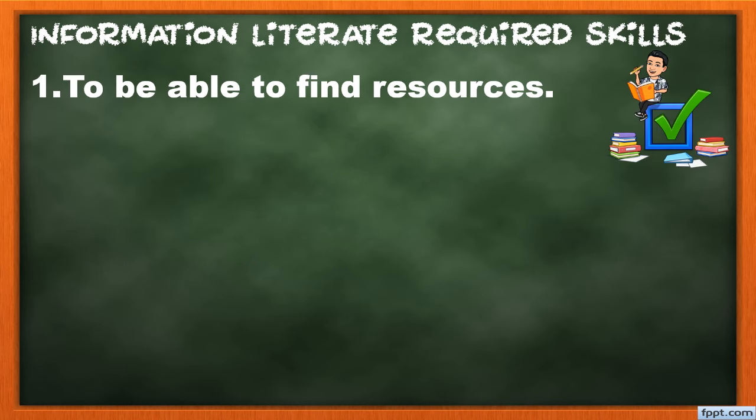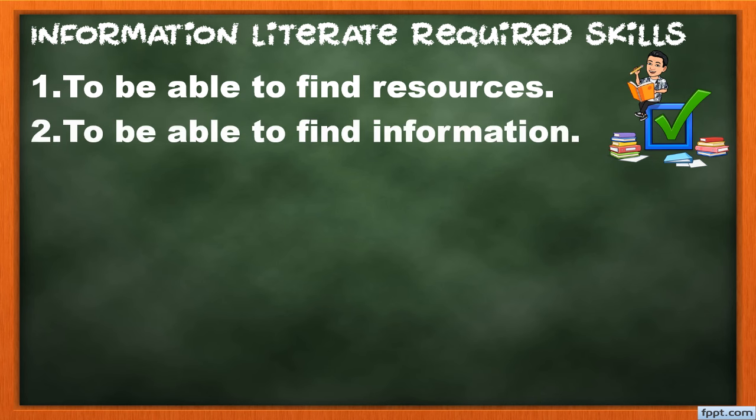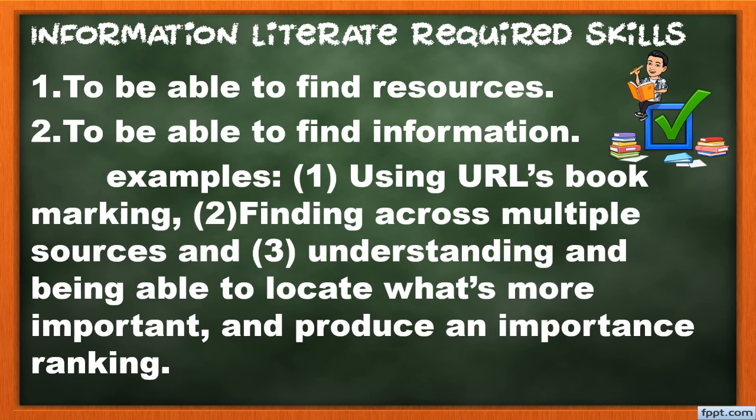So here are the information literate required skills. In order to be information literate, you need to have these skills. First is to be able to find resources. Next is to be able to find information. For example, using URL bookmarking from a website, searching across multiple sources, and understanding and being able to locate what's more important and produce an importance ranking.